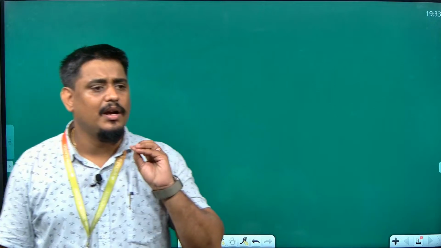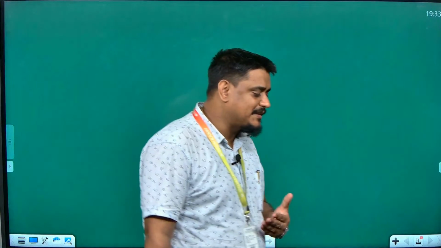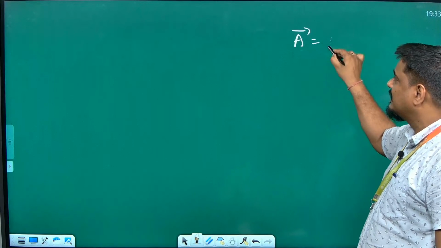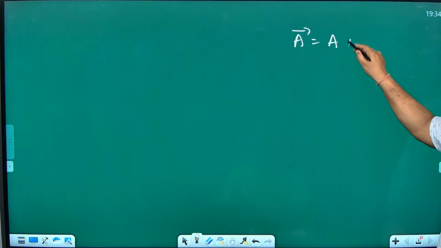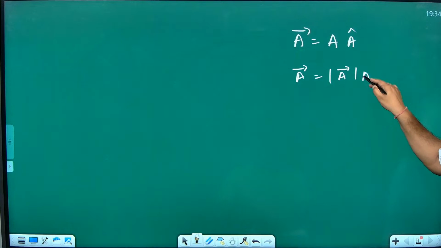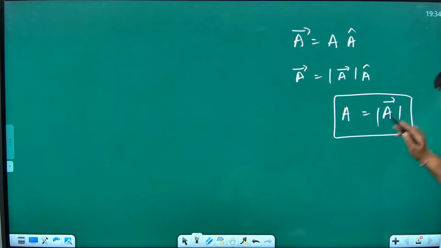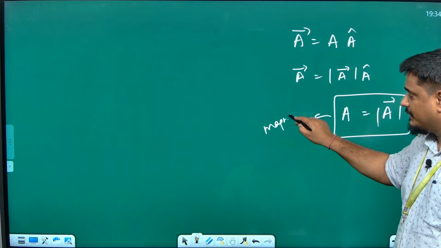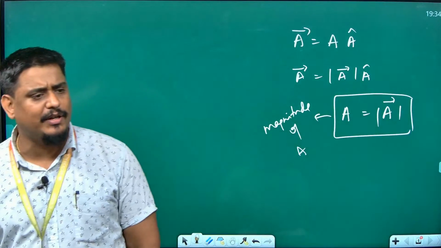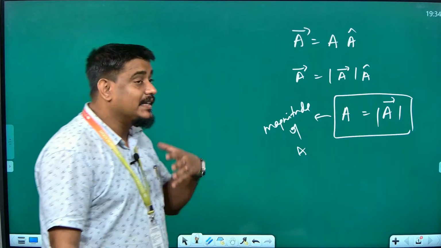Then I told you how a vector is represented. A vector is represented by an arrow over it. So a vector is equal to its magnitude and direction. Whenever I write magnitude, I can write just the alphabet, or I can write it with mod. This is also magnitude, don't confuse. Whether somebody writes just the alphabet or somebody writes the vector and puts mod, they both are the same, which is called the magnitude of A. So you write the magnitude and you write the direction of any vector quantity. This is how a vector quantity is represented.